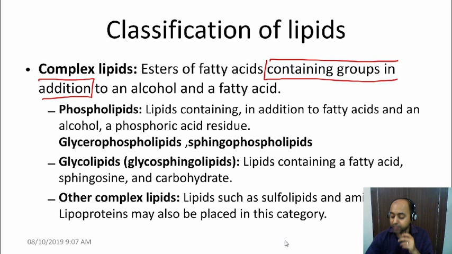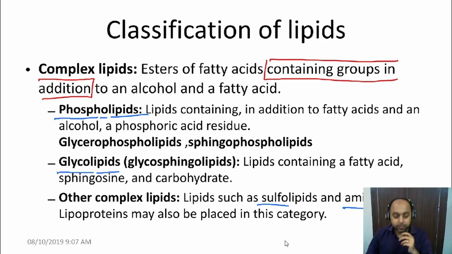For example, if phosphate is present, we call it the phospholipid. If carbohydrate is present, we call them the glycolipids. Then we can have molecules like the sulfolipids and the aminolipids. All of these can be present.